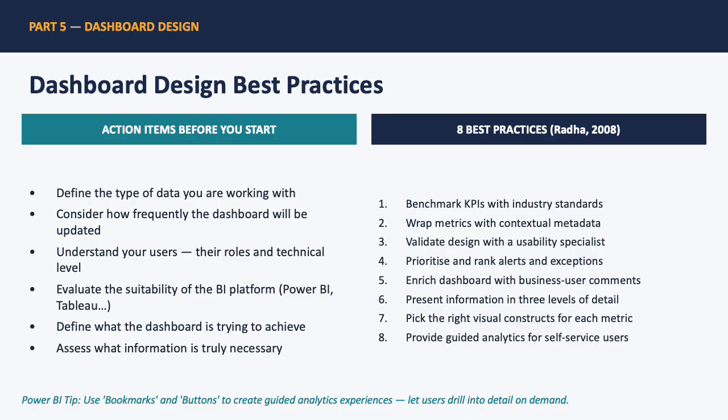Rather's 8 best practices listed here on the right extend these principles further. Particularly noteworthy are the concepts of wrapping metrics with contextual metadata, that is, providing the benchmark alongside every number, and presenting information in 3 levels of detail: summary for at a glance reading, context for understanding, and detail for investigation.